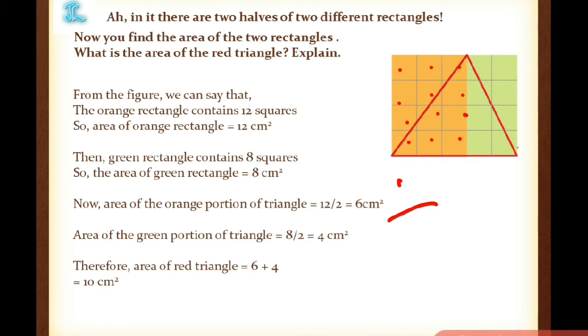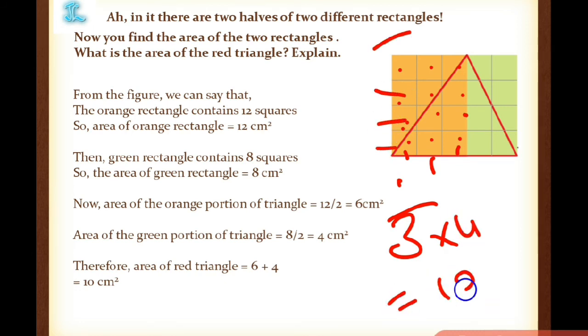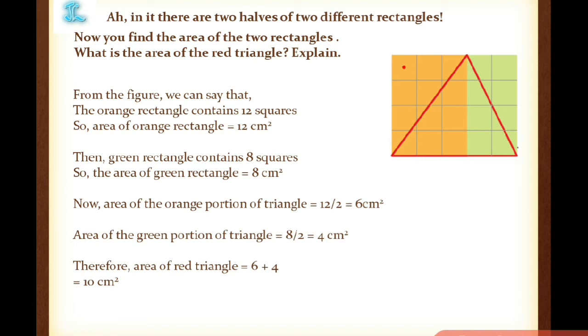What is the formula? Yes, you all remember. Length into breadth. So, what is the length? 1, 2, 3. 3 into, what is the breadth? 1, 2, 3, 4. 3 fours are 12 square centimeter. So, like that also you can find. But if you don't know that, what will you do? You count the number of squares. So, how many squares are there?